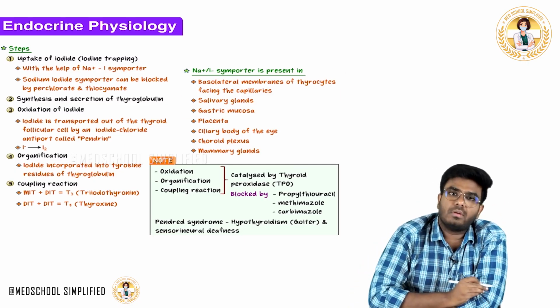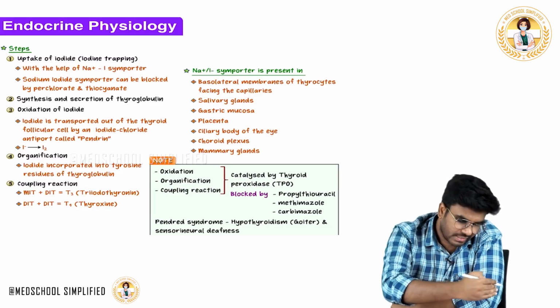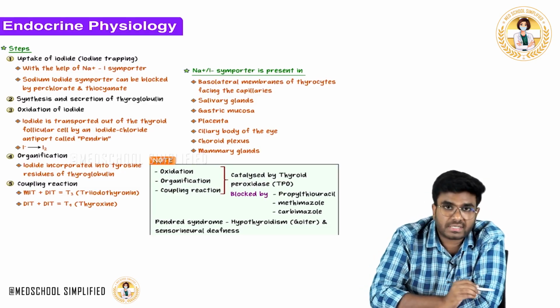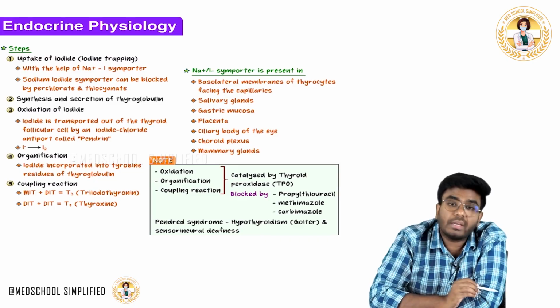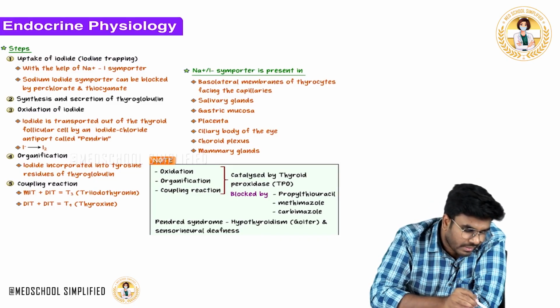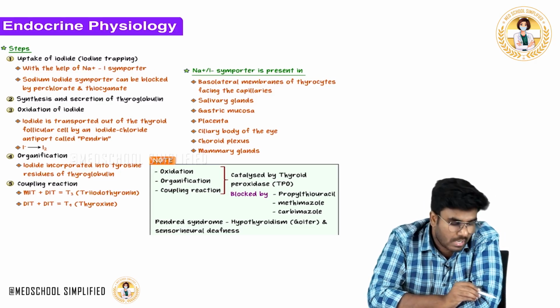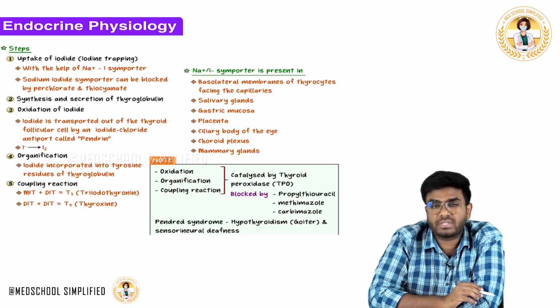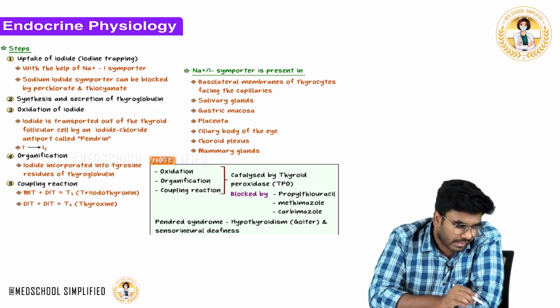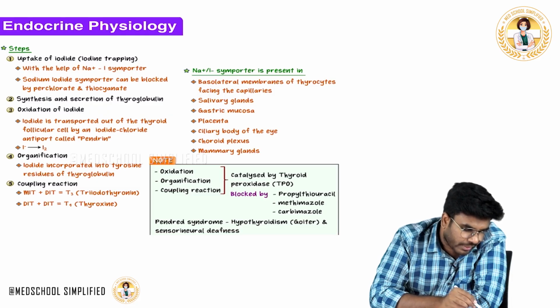Now, we have seen the steps also. Let's see the steps one by one. We have already discussed this, but anyway. What is the first step? We need to uptake the iodine, which is also called iodide trapping. Iodide trapping occurs with the help of the sodium iodide symporter. The sodium iodide symporters can be blocked with drugs like perchlorate and thiocyanate. We will discuss this in a minute, but these thiocyanates and perchlorates will block the sodium iodide symporter.